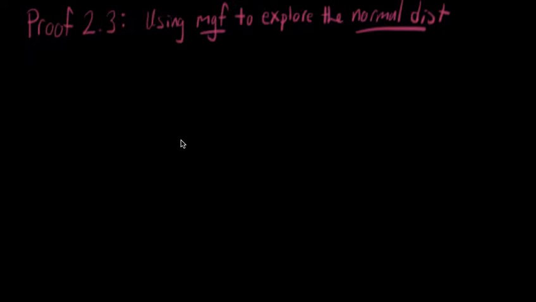So, welcome to proof 2.3. This proof is basically all about using the moment generating function of a normal distribution to explore some of its properties. So, let's see.